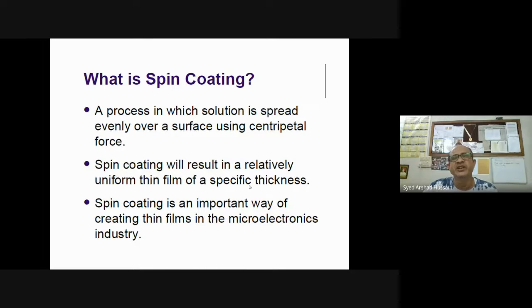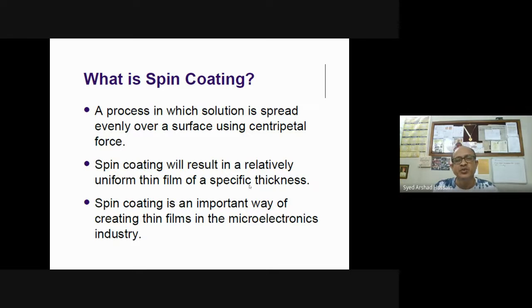This is a very robust and easy technique, and this technique is based on the centripetal force. You spread the solution on a substrate, you spin, you rotate your substrate, due to centripetal force the solution spreads, the solvent evaporates, and you have your films. And this is very robust and has a lot of applications, because here the films are, say, a fraction of a micrometer to a micrometer thick. In the earlier case, the LB technique, it's possible to prepare one molecule thick, but here it's difficult.